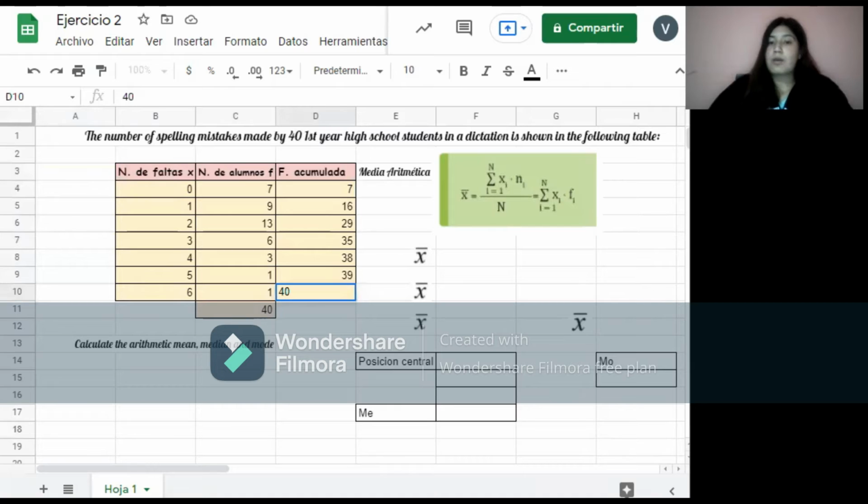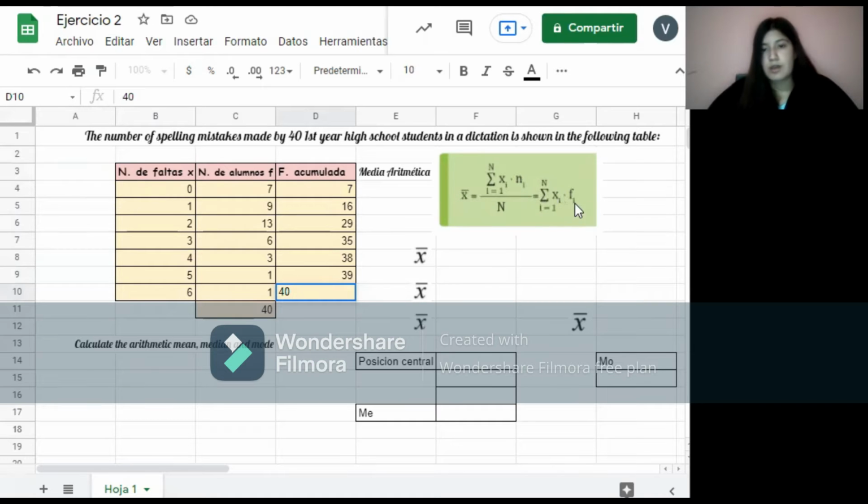Okay, then we will get the arithmetic mean, the median, and the mode. For the mean, we use the following formula, which is basically the sum of the first frequency to the last one.